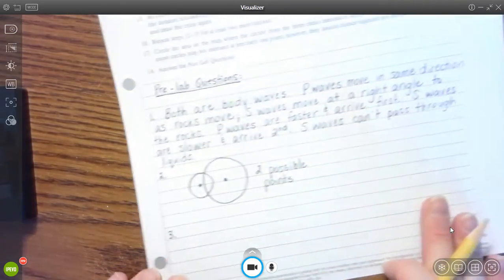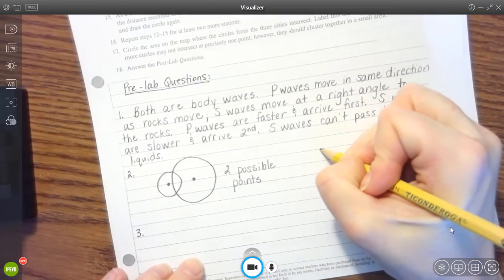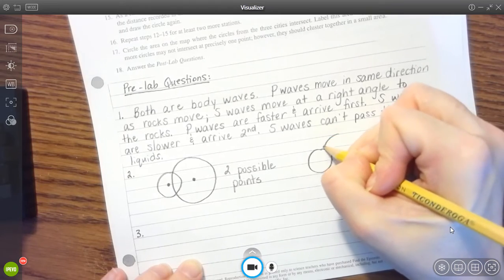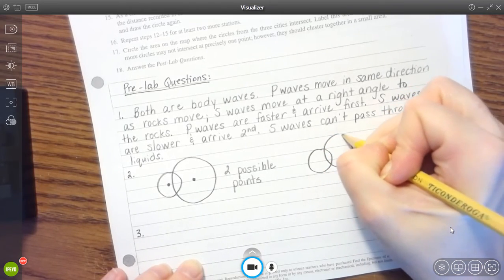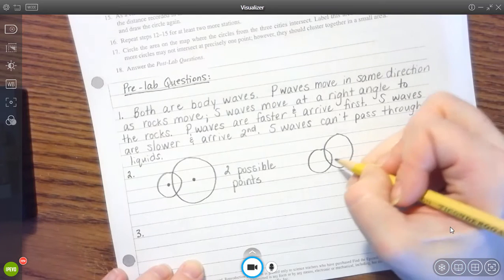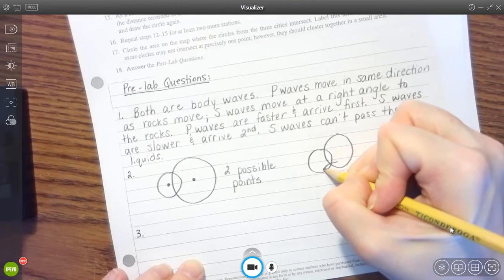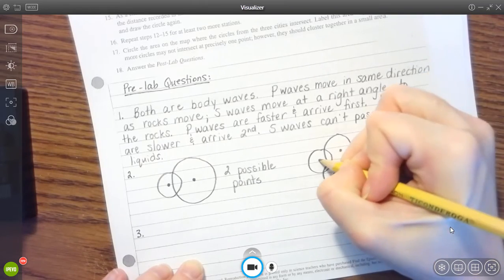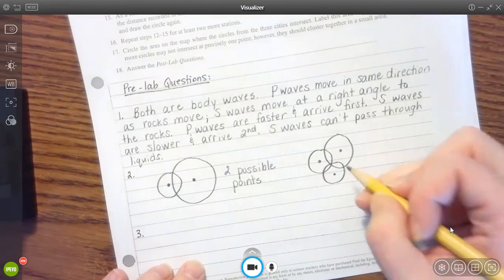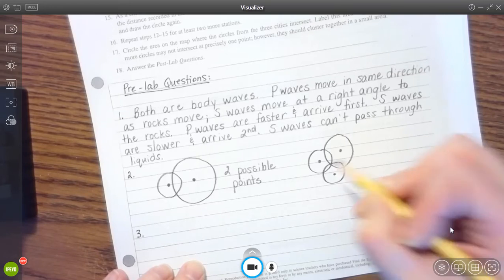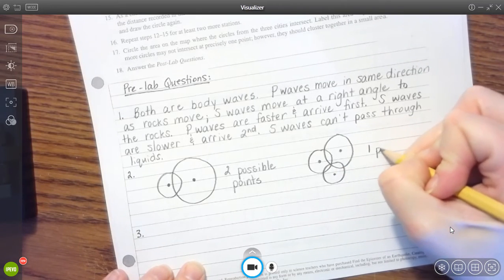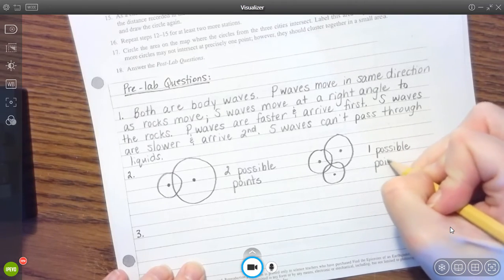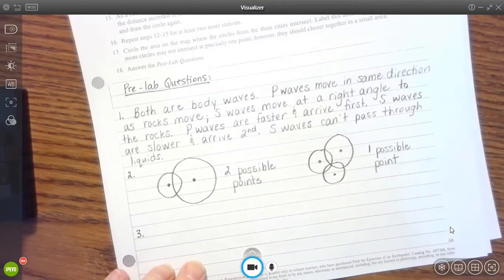But if you draw 3 circles, that one's not a very good circle. And then with the third, I always cheat a little bit because I know where it needs to go. So there's our 3 circles. Okay, then you can see that there's only 1 point where they all intersect. So 1 possible point.